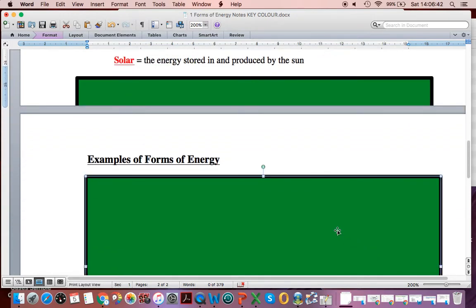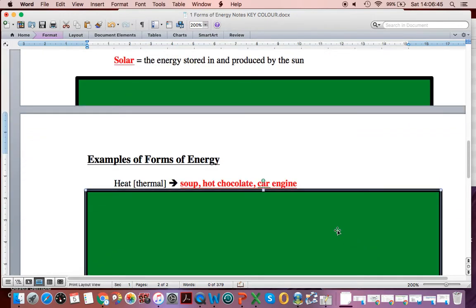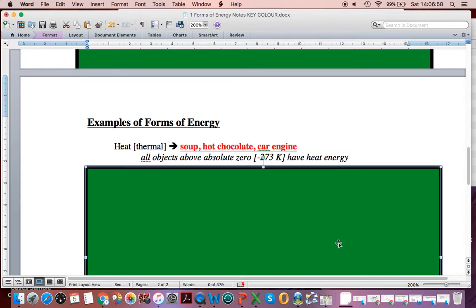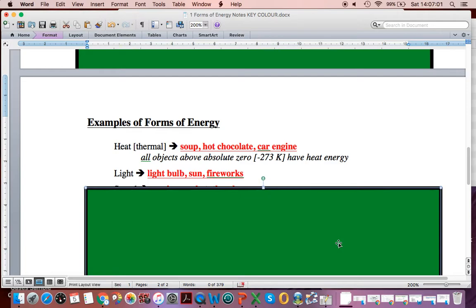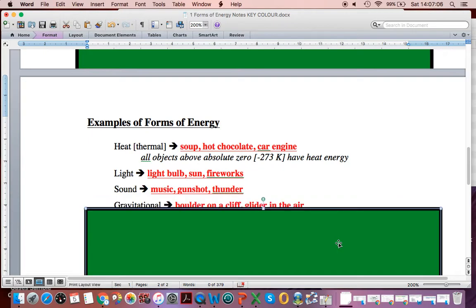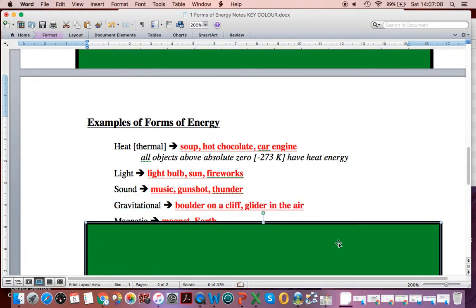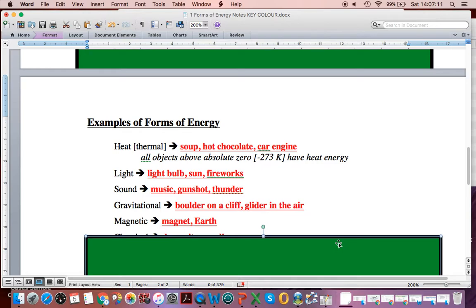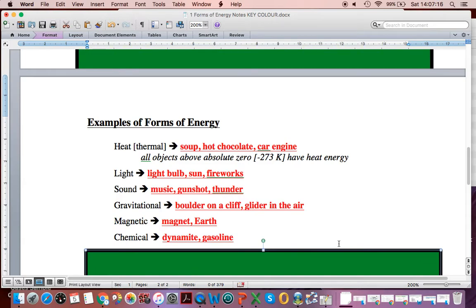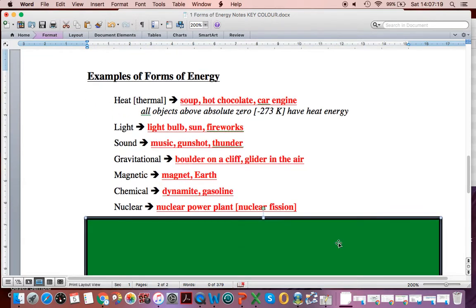So let's look at some examples, and there are going to be so many, so we've just narrowed it down a bit here. So heat, we think of anything that's warm. In fact, anything above absolute zero, minus 273 degrees Celsius, has some heat energy. So those things all have heat. Anything that produces light, light energy. Anything that makes a noise, sound energy. Gravitational, many examples. Magnet, well, of course you have magnets themselves, and the Earth is a giant magnet. Chemical energy, all kinds of chemical energies out there.